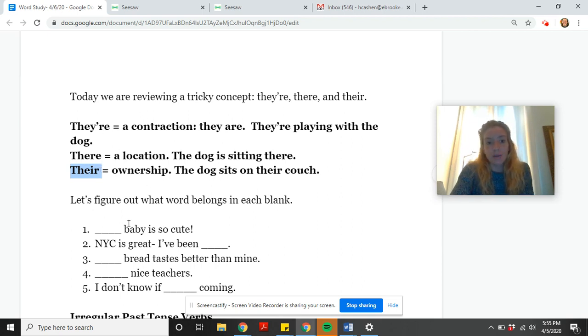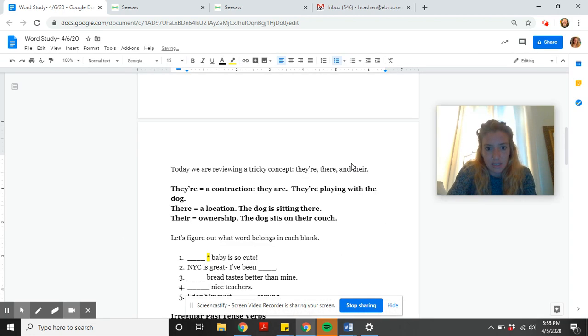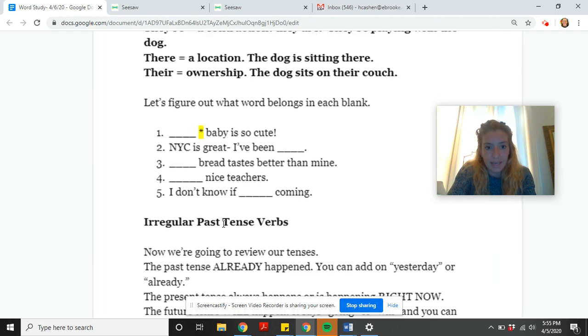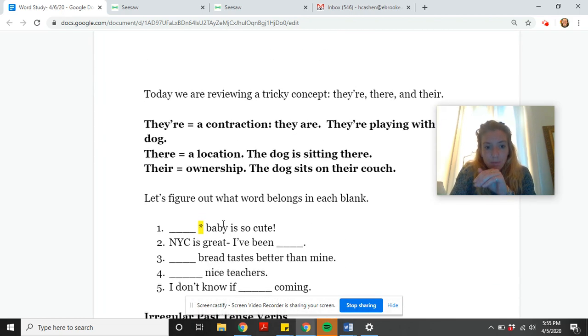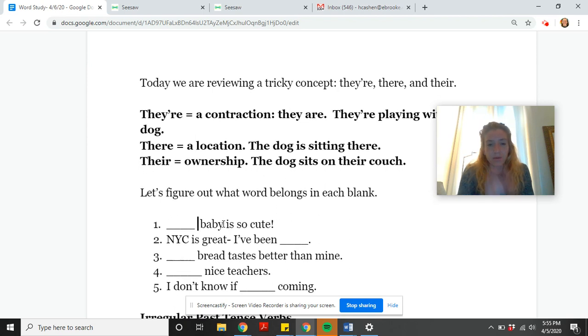Okay. So now we're going to jump into some work together, and you need to be paying close attention because your exit ticket is going to be different but similar to this activity. So let's start with the first one. It says, their baby is so cute. Which there would make the most sense? Their baby is so cute.